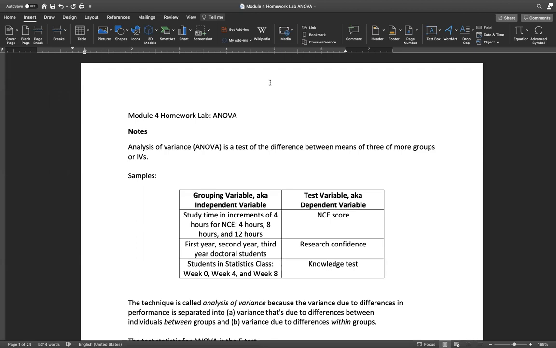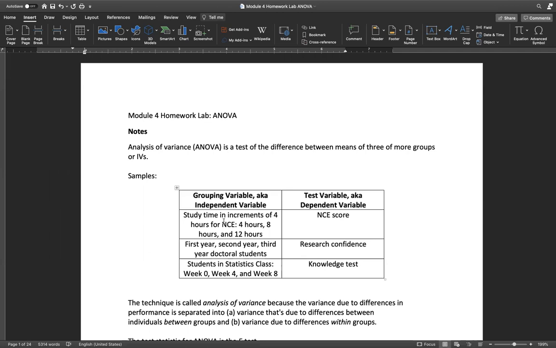So we're going to be talking about ANOVAs this week. An analysis of variance is basically a test of difference between means of three or more groups. You may remember when we were looking at t-tests, they were looking at 2 scores. Now we're looking at 3 or more scores. Now there's different types of ANOVA, so we're going to be talking about those as well.